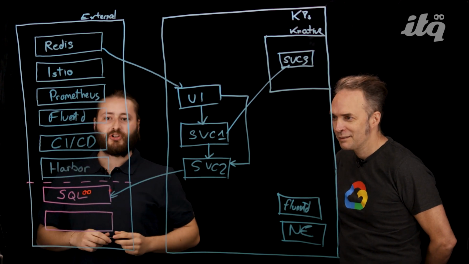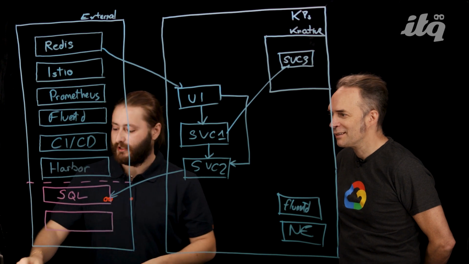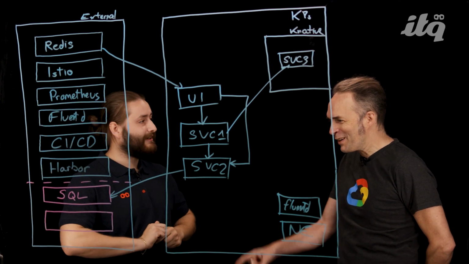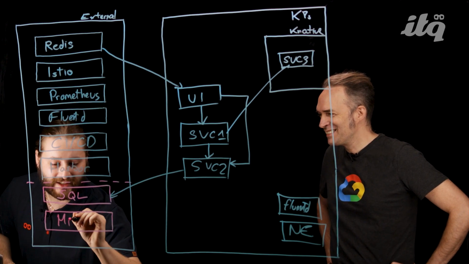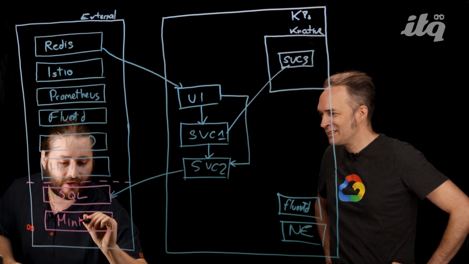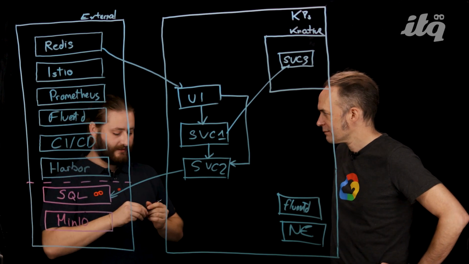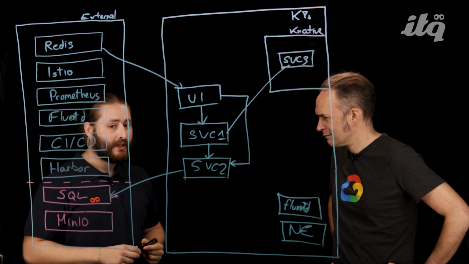So let's say we have most of the services in here, but we left one. Yeah, there's a red one left. What's that one? That's going to be your S3 storage, so simple storage solution, and we typically see Minio.